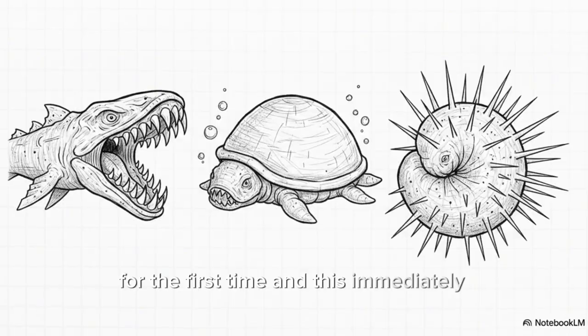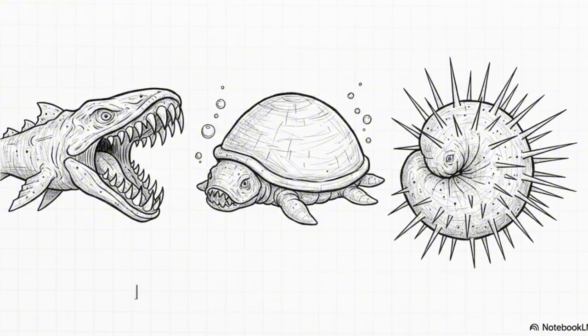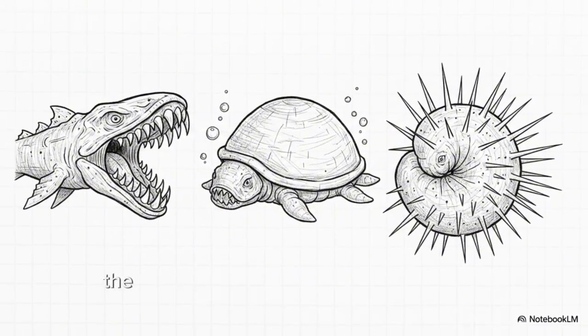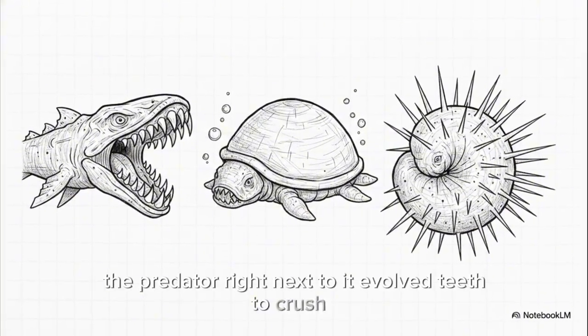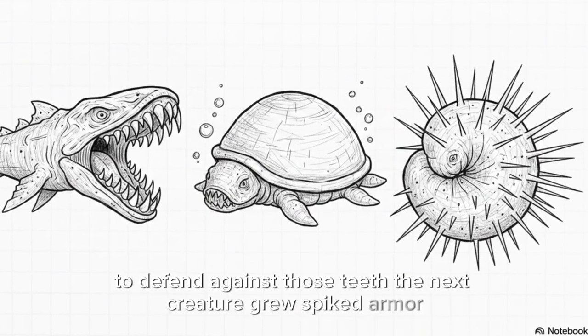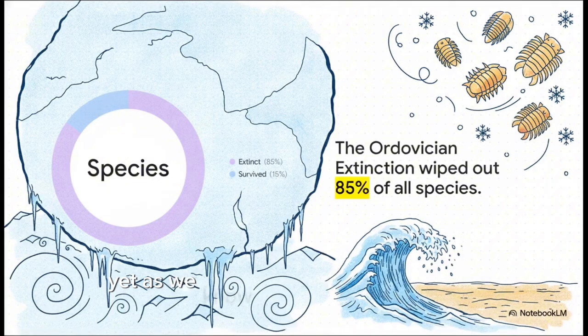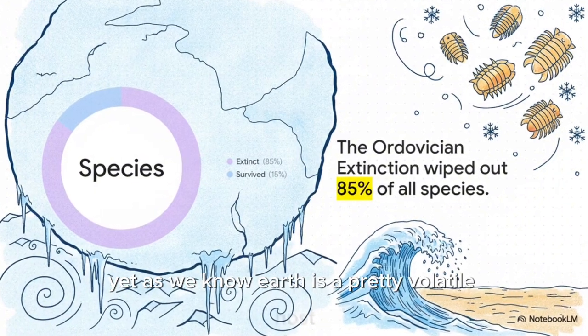And this immediately kicked off a frantic, aggressive, evolutionary arms race. I mean, if a creature evolved a shell, the predator right next to it evolved teeth to crush it. To defend against those teeth, the next creature grew spiked armor. The pace of evolution here was just unbelievable. Yet, as we know, Earth is a pretty volatile host.